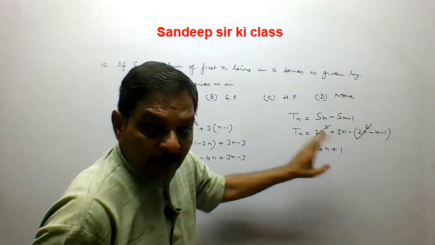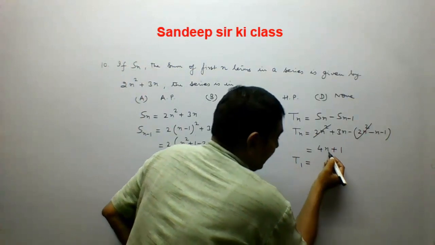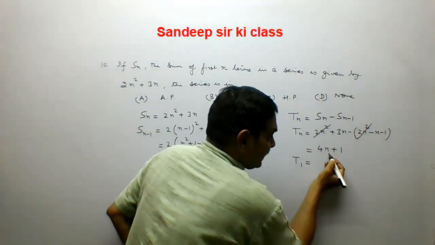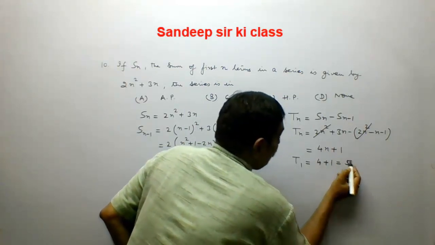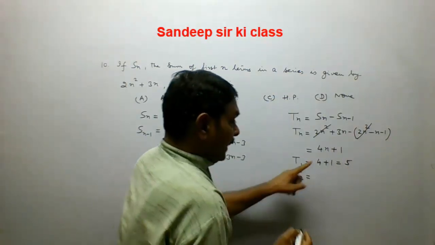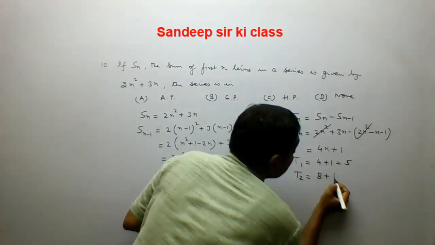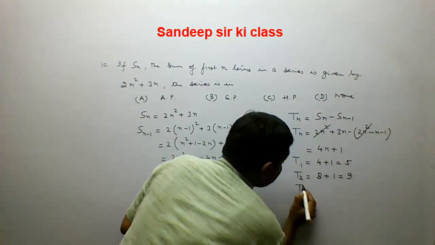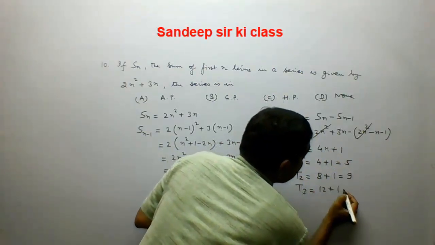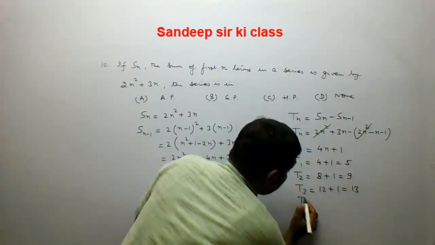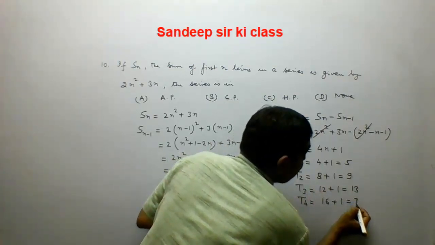Now nth term I have evaluated. So T1 will be what? N is put. N is taken as 1. So 4 plus 1, that is equal to 5. What will be T2? If I put 2, it will be 8 plus 1, that is equal to 9. T3 will be what? It will be 12 plus 1, that is equal to 13. T4 will be 16 plus 1, that is equal to 17.